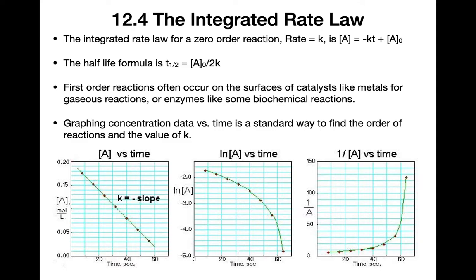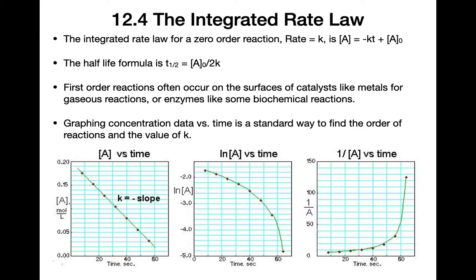But I think I meant to say that zero order reactions often occur when you have, so I'm using the textbook like you should be using the textbook. Yes, zero order reactions often occur on surfaces of catalysts like metals for gaseous reactions, or enzymes in some biochemical reactions. So sorry about the misprint there. Cross out first, put in zero order reactions.